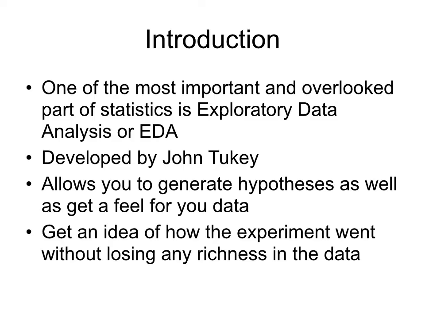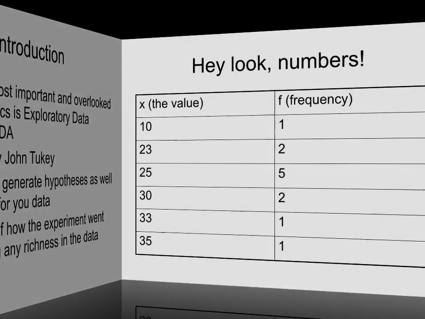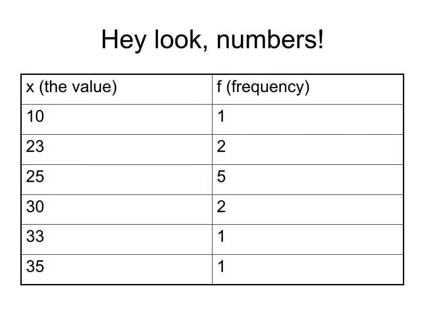And remember, this is a first step that you're doing. I don't know what these are. I don't care what they are. We could make something up. Let's pretend they're scores on a test out of 35. There you go. So here's the X value and F is the frequency. One person got 10 out of 35.